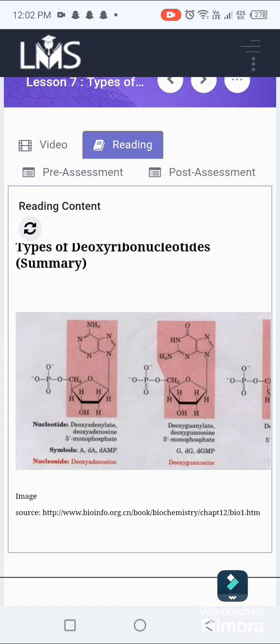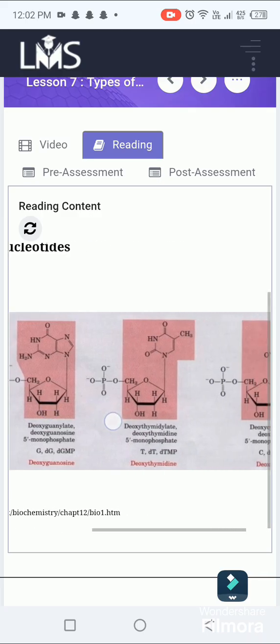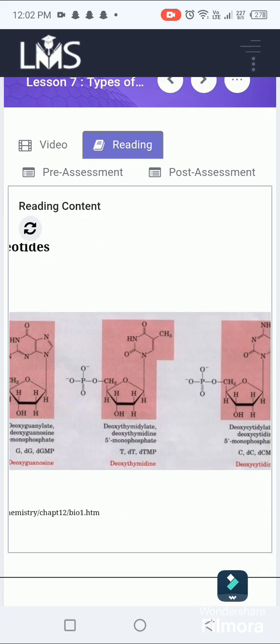Next is deoxythymidylate, deoxythymidine 5' monophosphate, dTMP, and its nucleoside is deoxythymidine.